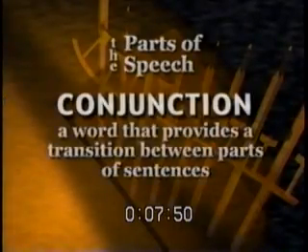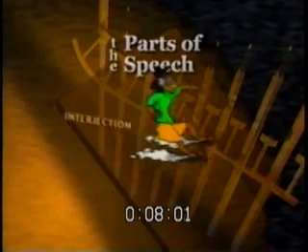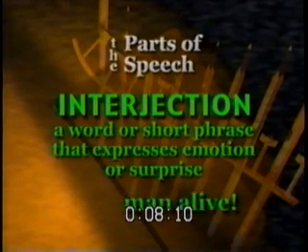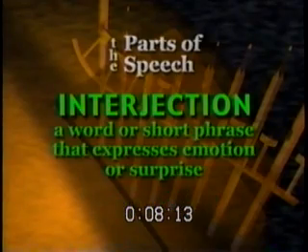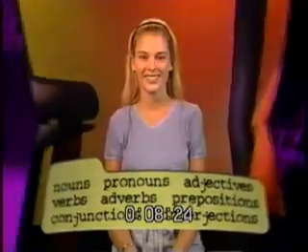A conjunction is a word that provides a transition between parts of sentences. They sort of hook things together. And, but, or, and therefore are all conjunctions. An interjection is a word or short phrase that expresses emotion or surprise. Wow! Hey! Zoinks! Man alive! Those are all interjections. Okay, those are the parts of speech: adjectives, verbs, adverbs, prepositions, conjunctions, and interjections.